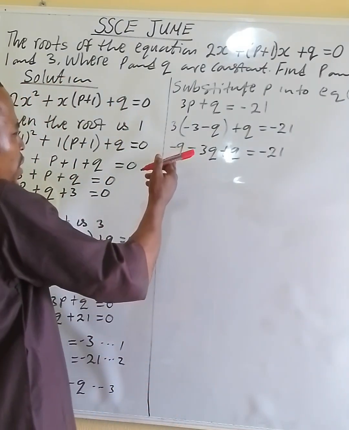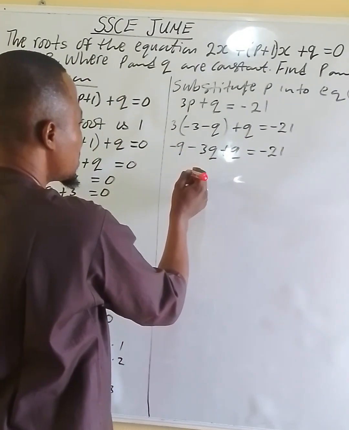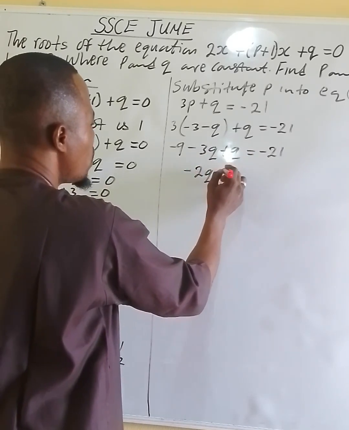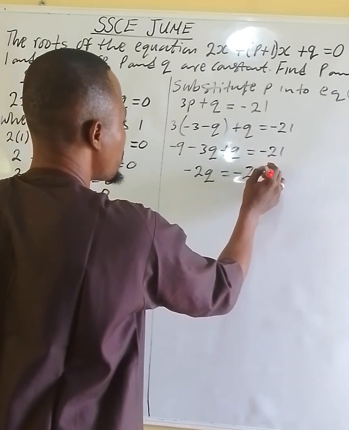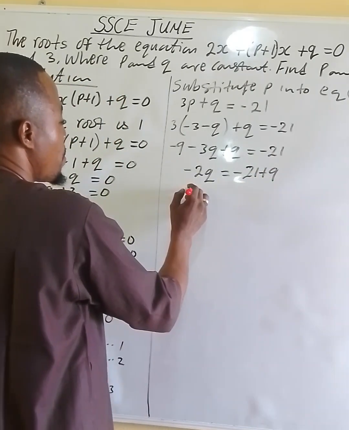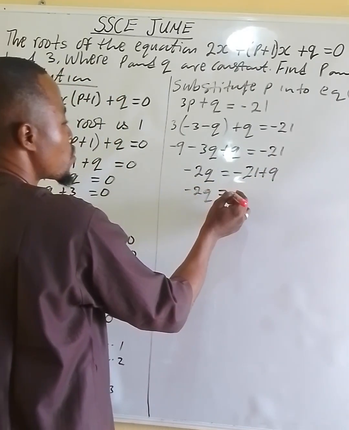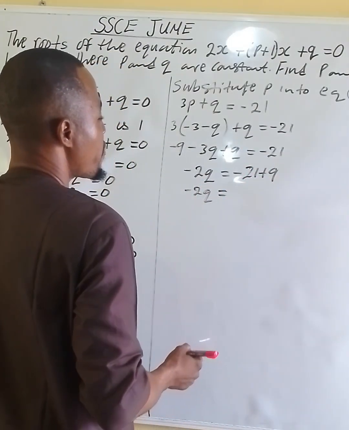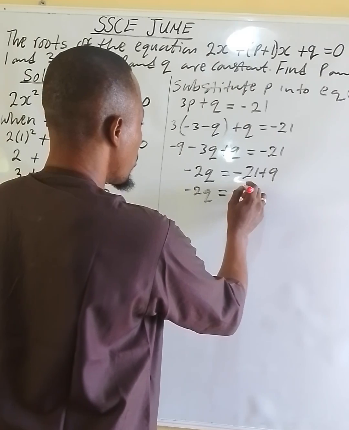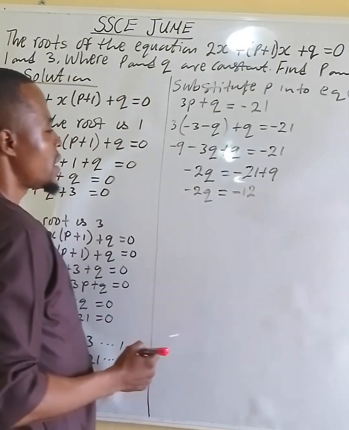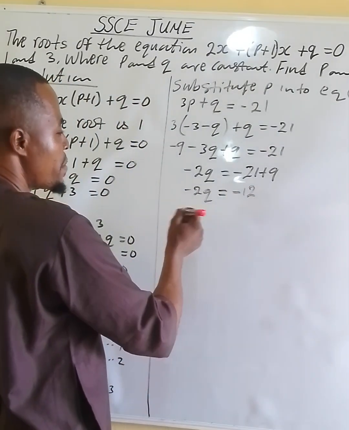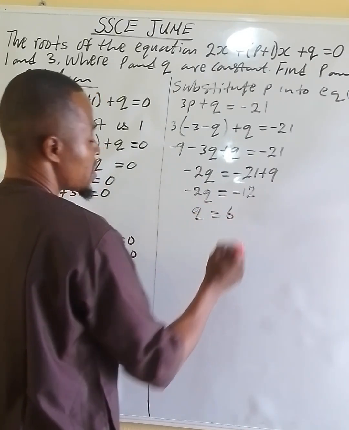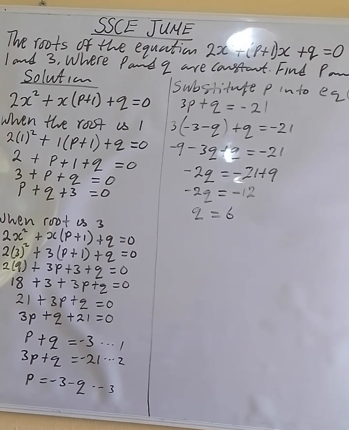Having done that, we take minus 9 to the other side. And minus 3q plus q will give us minus 2q equals minus 21 plus 9. Minus 21 plus 9 gives us minus 12. As we have minus 12, we divide both sides by minus 2. So we now have q equals 6. So that's the value of our q.